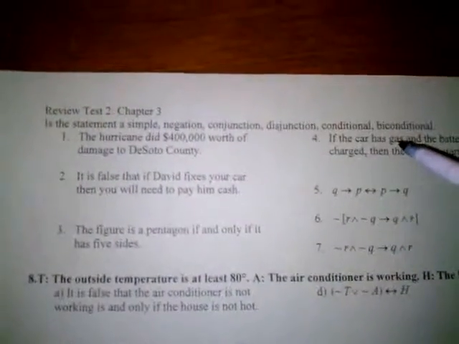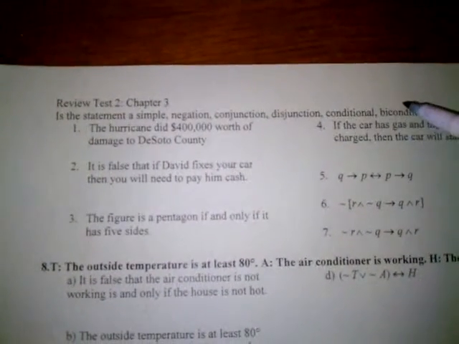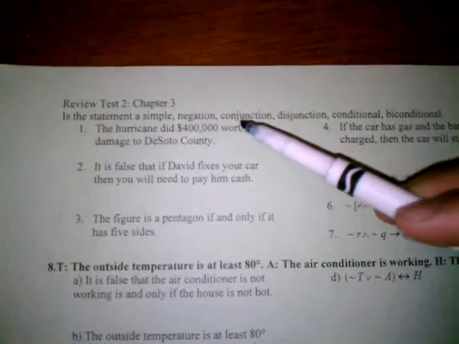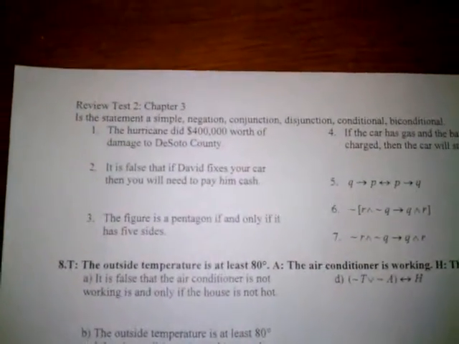Don't forget that the most dominant is actually outside the parentheses, followed by the biconditional, the conditional, disjunction, conjunction, negation, and a simple statement means you don't have any connectives at all.